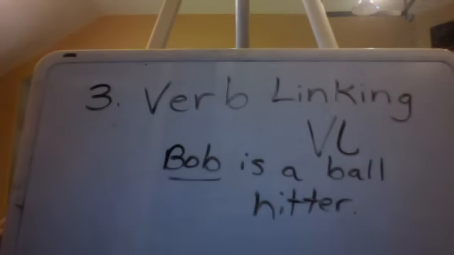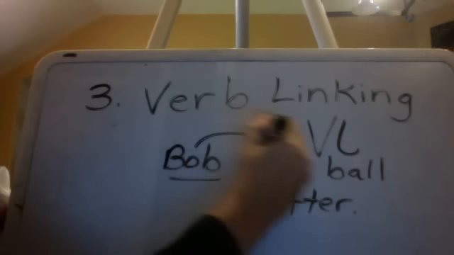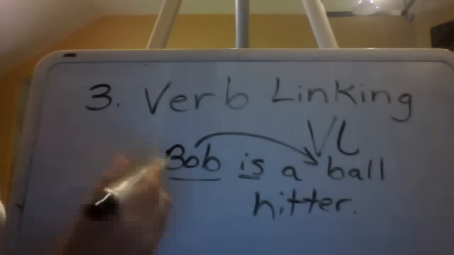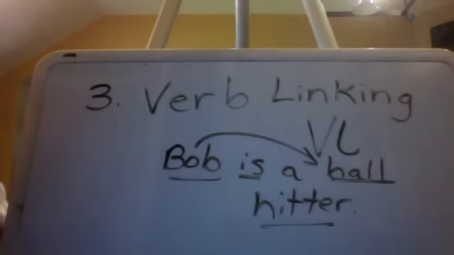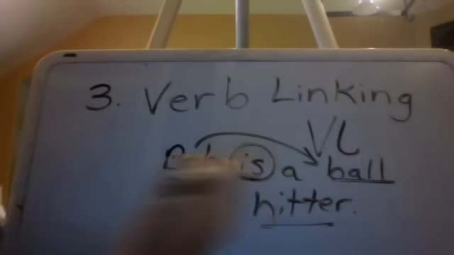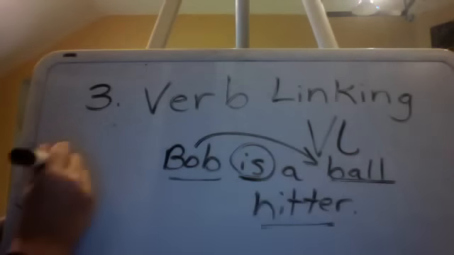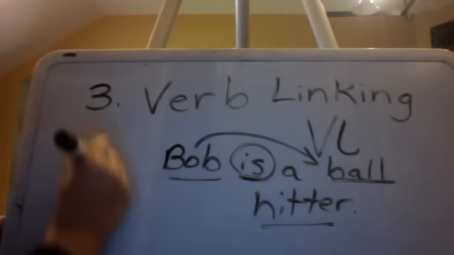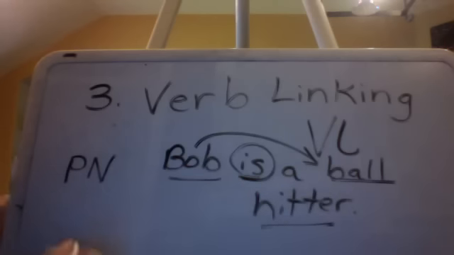Of course, our subject is Bob. Is our linking verb because it's renaming Bob as a ball hitter. Bob is, he is what? He is a ball hitter. So is, in this sentence, is considered a linking verb. Ball hitter is a predicate noun. It's renaming Bob as a ball hitter.